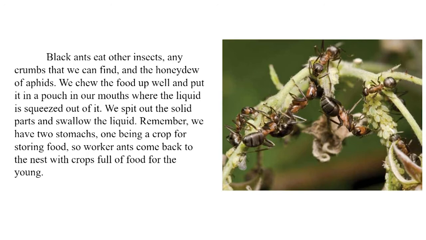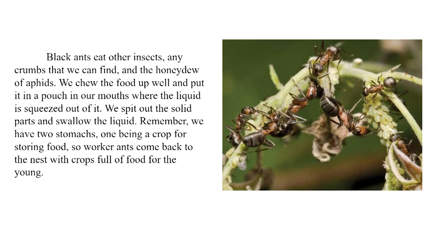Black ants eat other insects, any crumbs we can find, and the honeydew of aphids. We chew the food up. Honeydew is a sugary liquid made by the aphids. The ants collect the honeydew and protect the aphids from its predators.